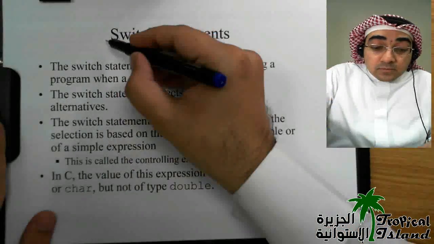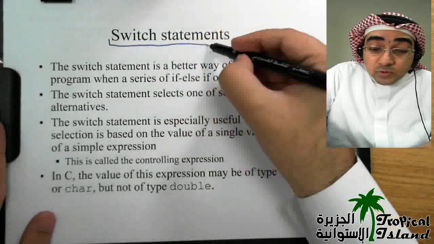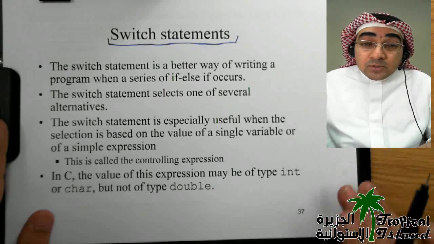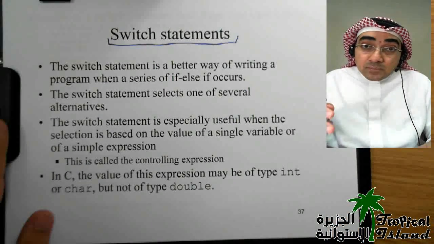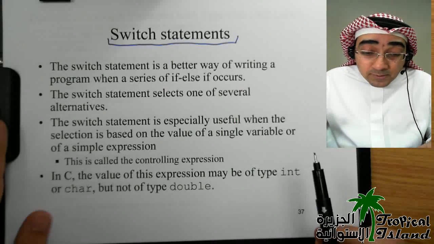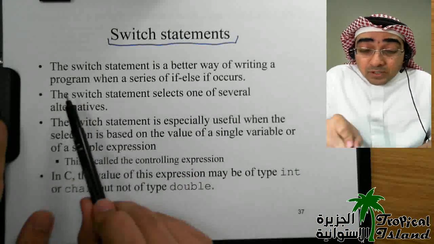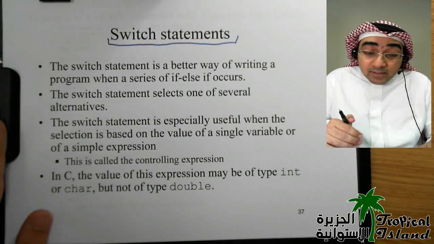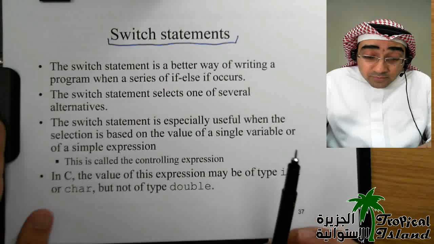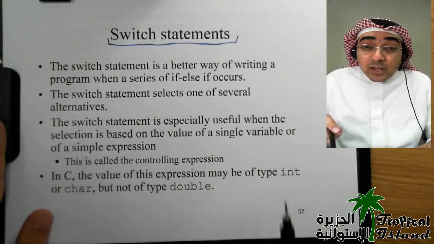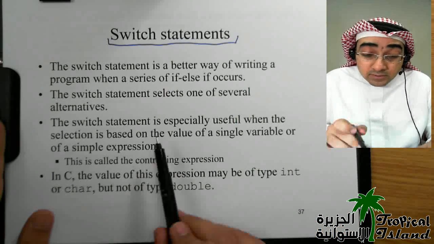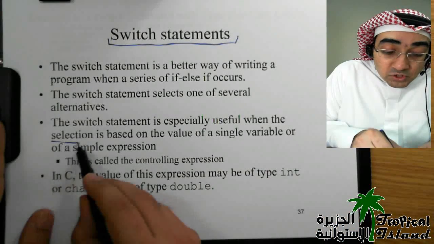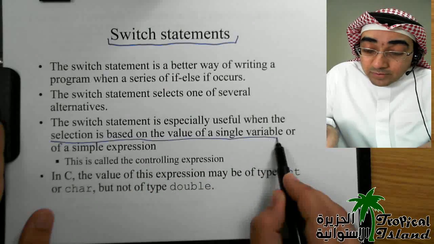Now we go to the final thing, which is the switch statement, okay? The switch statement is another alternative for an if statement. You can shift any if statement to a switch statement. You can shift any switch statement to an if statement, okay? The switch statement is a better way of writing a program when a series of if-else statements occur, okay? So if you have more than one if-else, you can actually select a switch. However, for the switch statement, you have to select one amongst all the alternatives. So the switch statement is especially useful when the selection is based on the value of a single variable, okay?